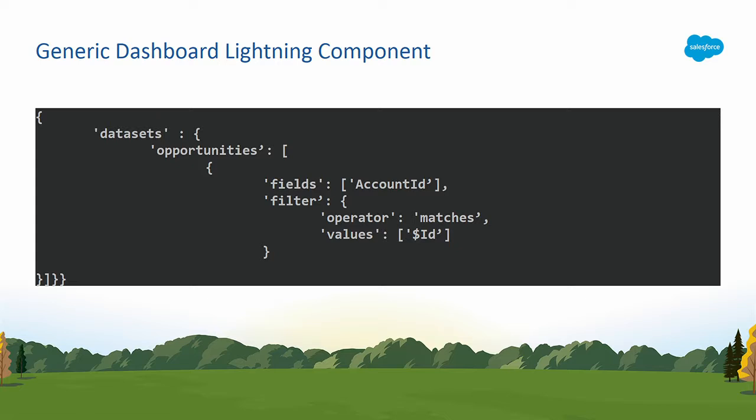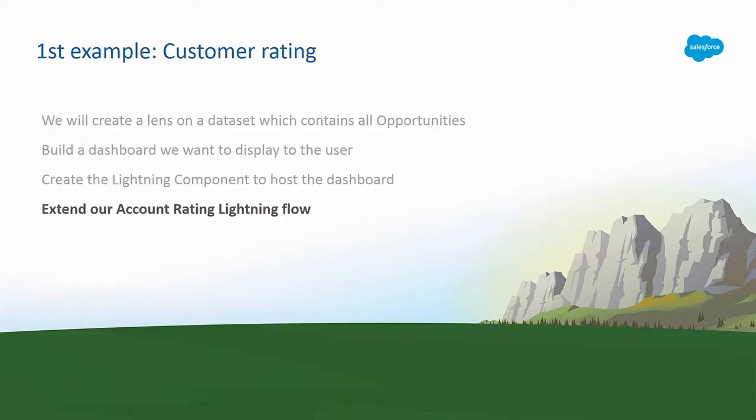So let's get to the filter, which is, in this case, really basic. We just filter the opportunity data set on the field account ID, and the operator is matches, and in the list we just have one ID, which is $ID, which is essentially the ID of the account, and the ID we passed over with the record ID field on the wave dashboard component. Okay, so let's get to the flow and finish it.